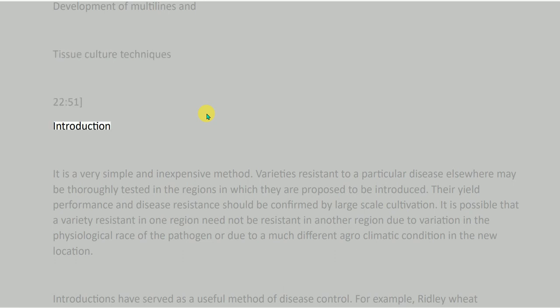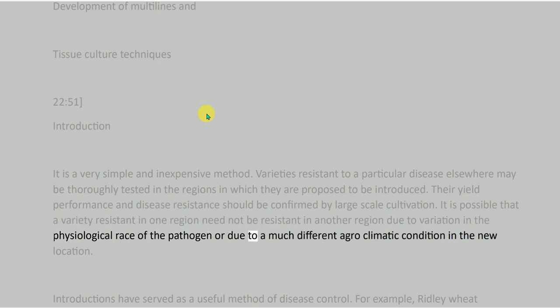Varieties resistant to a particular disease elsewhere may be thoroughly tested in the regions in which they are proposed to be introduced. Their yield performance and disease resistance should be confirmed by large-scale cultivation. It is possible that a variety resistant in one region need not be resistant in another region due to variation in the physiological race of the pathogen or due to a much different agroclimatic condition in the new location.